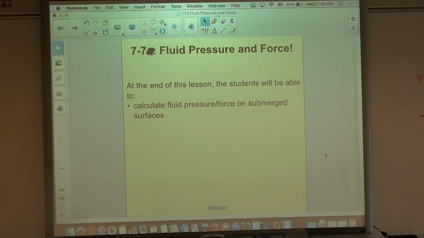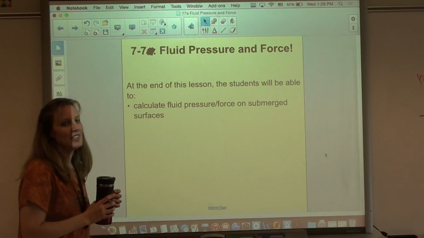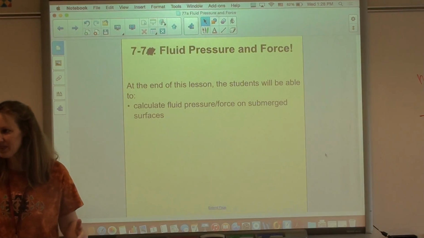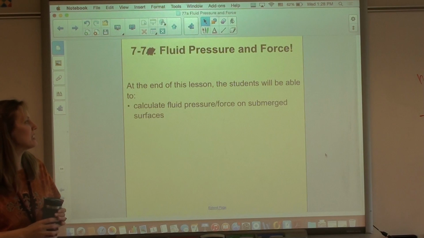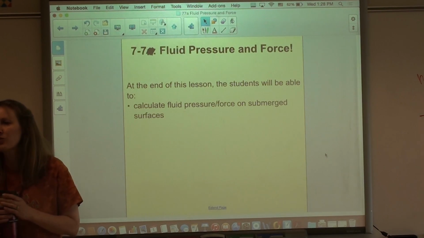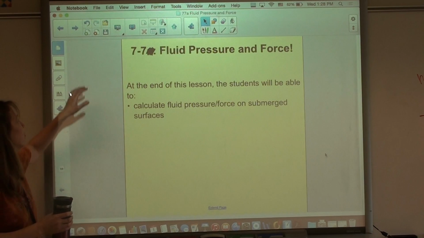All right, so today we're learning fluid pressure and force. This is section 7.7. It's not an A or a B, it's just 7.7. At the end of this lesson, you'll be able to calculate the fluid pressure or fluid force on submerged surfaces. So first we need to figure out what is the difference between fluid pressure and fluid force.